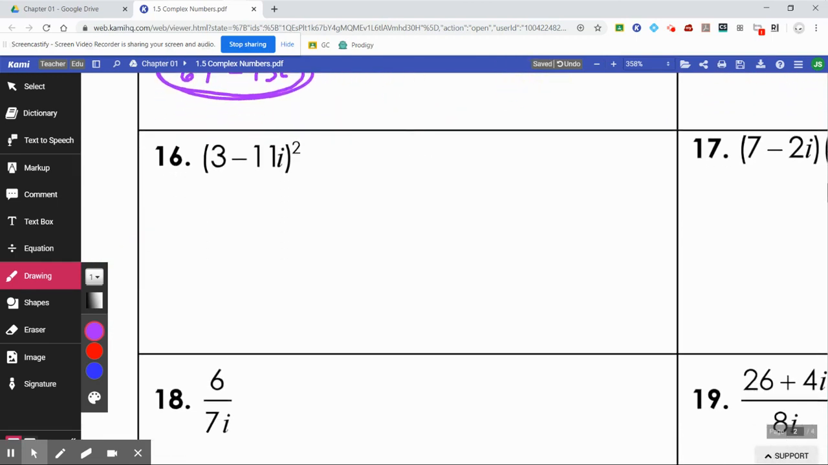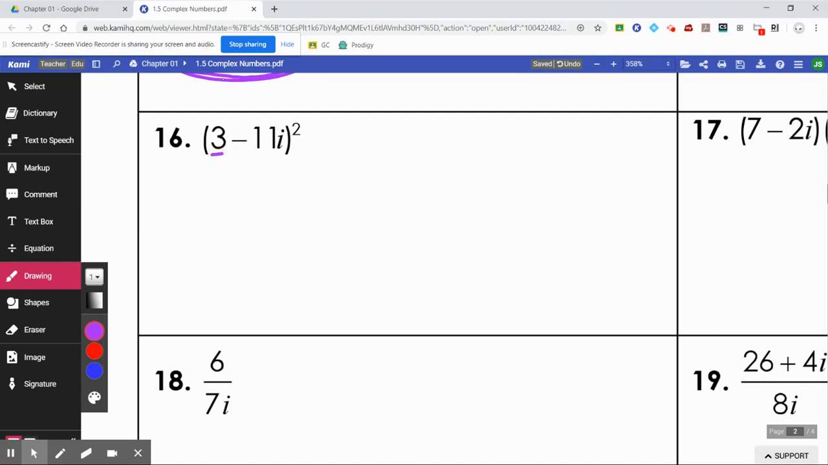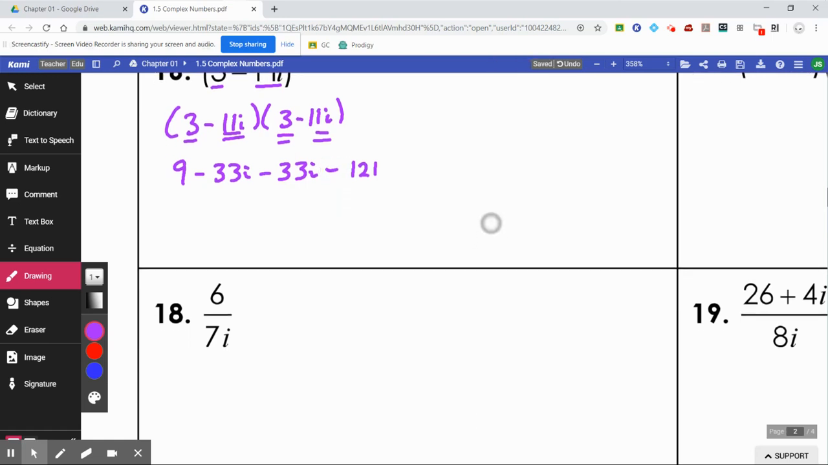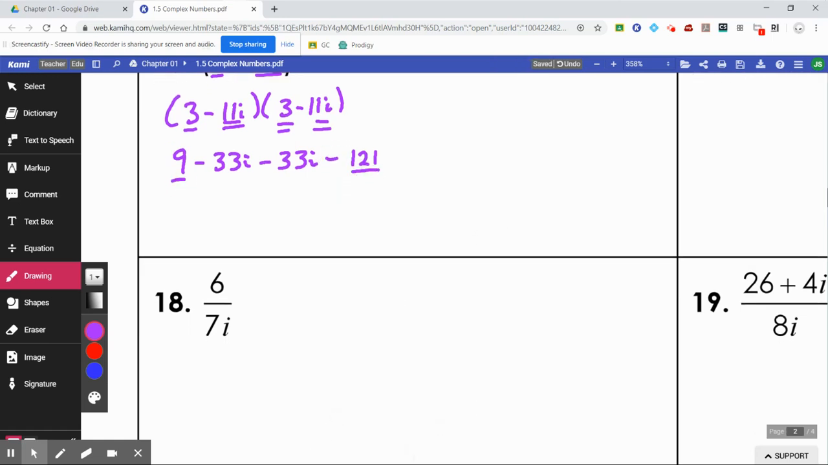Number 16, to square, make sure again you don't square each piece, but you actually do 3 minus 11i times itself, because you do have to FOIL here. 3 times both gives you 9 minus 33i. -11i times both gives you -33i plus 121i squared. And you'll get into a habit of, since this is i squared anyway, okay, 121 times -1 is just going to be a -121. It just changes that sign. Real part first, 9 minus 121 is a -112. Then -33 and -33 is minus 66i.